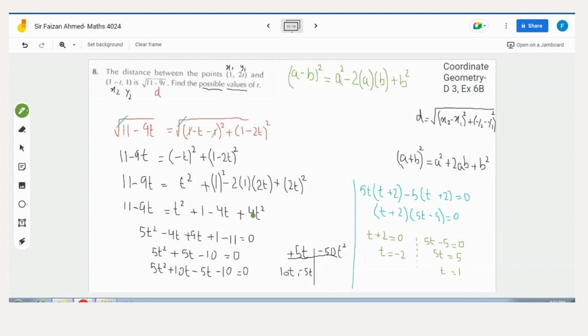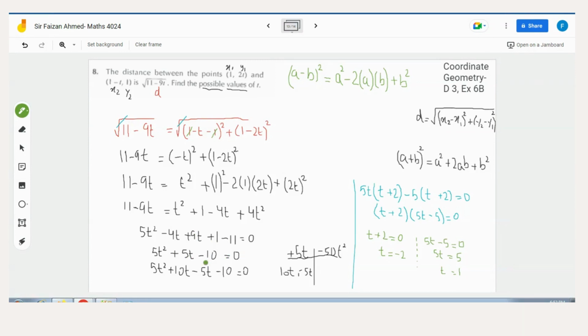This t square and 4t square will become 5t square. This is minus 4t, this is minus 4t. Now I will shift this minus 9t over on this side, so it will become positive 9t. Plus 1 will be here. Plus 1 was not shifted, plus 1 stayed here. And then I will shift this positive 11 on this side, so it will become minus 11 equals to 0. 5t square, minus 4t plus 9t will give me plus 5t, and plus 1 minus 11 will give me minus 10 equals to 0.